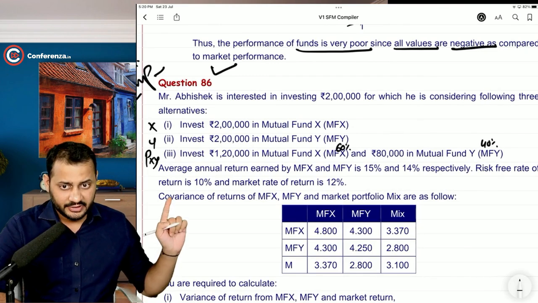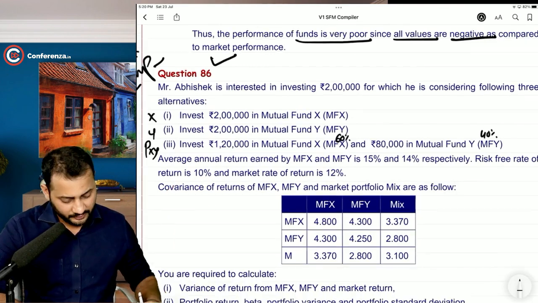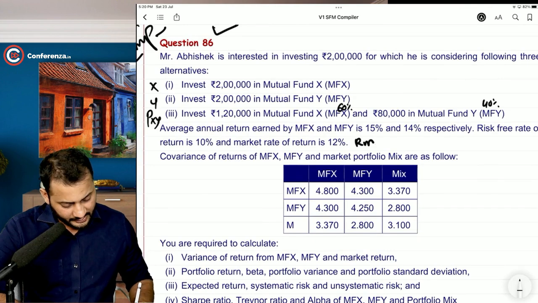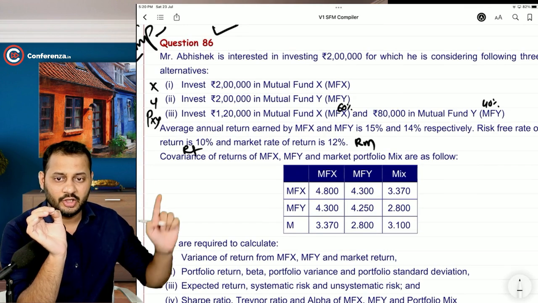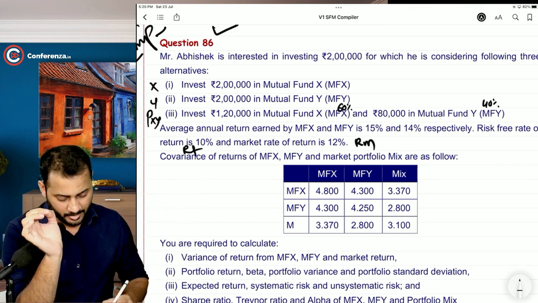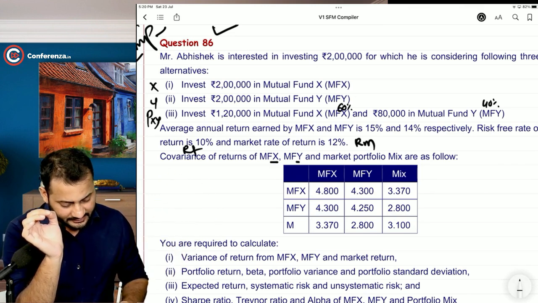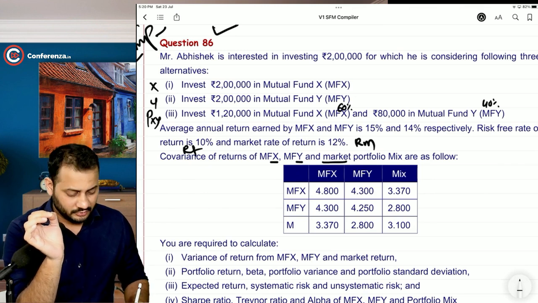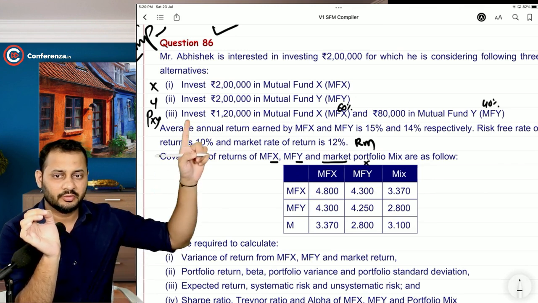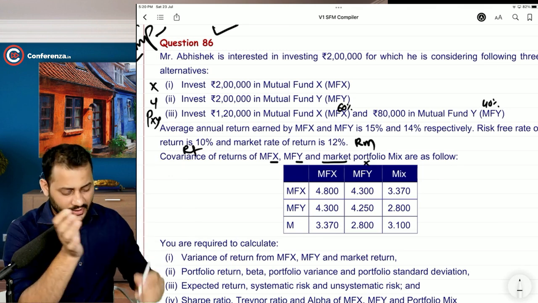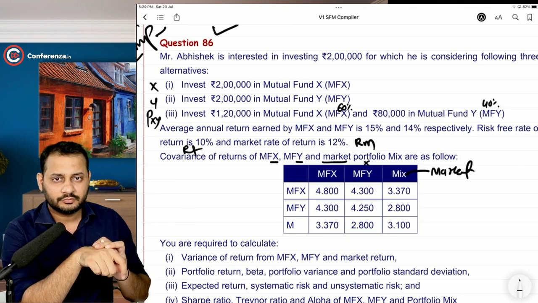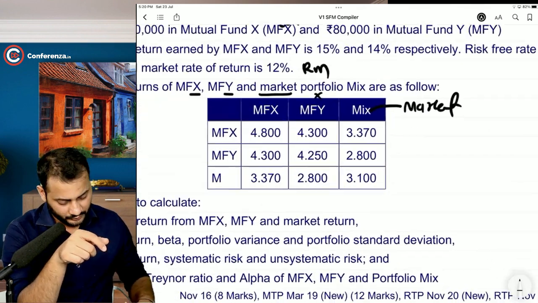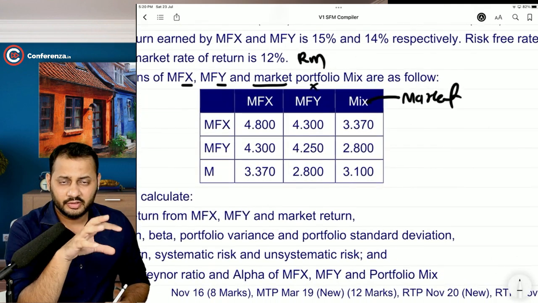Risk-free rate of return is 10% and the market rate of return is 12%. RF and RM are given. Now, the very interesting part to understand: covariance of returns of mutual fund X, Y and market. Ignore the portfolio. It's not about the portfolio. It's only about X, Y, and this is nothing but market. Okay, so this is given in a matrix format.